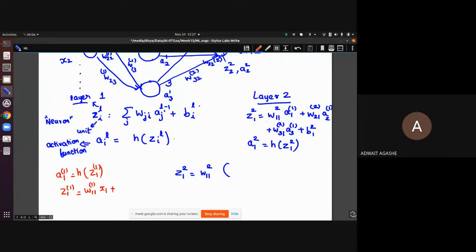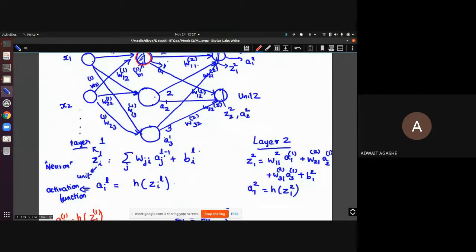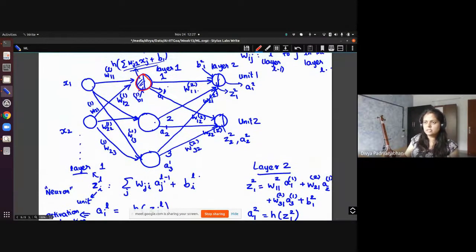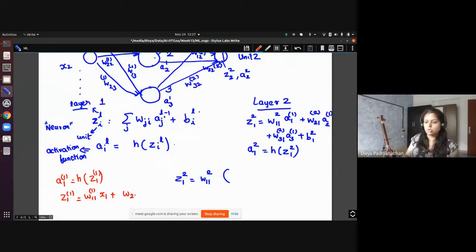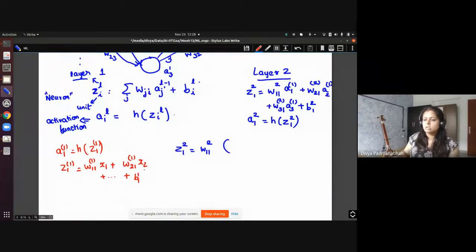plus W21 of 1 times x2. So we are computing this one. As per the way we've written, it's W21, sorry. So W21 of 1 times X2 plus a bias of B11. Now if you plug this back in, this A11 is what we wrote here.